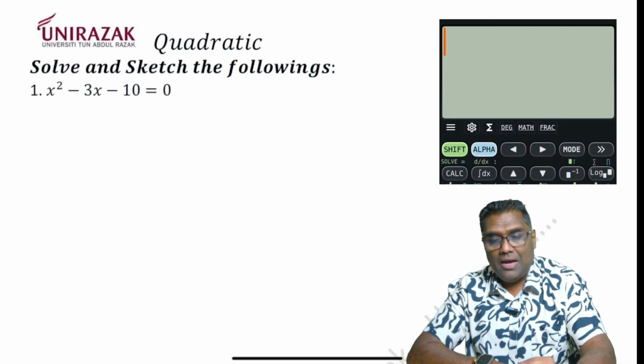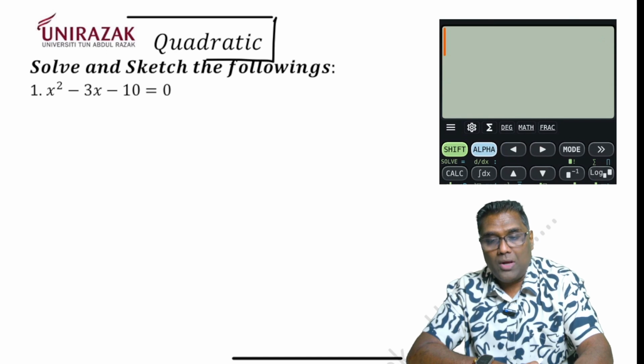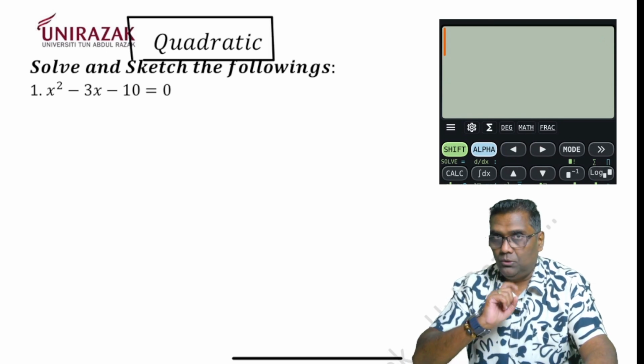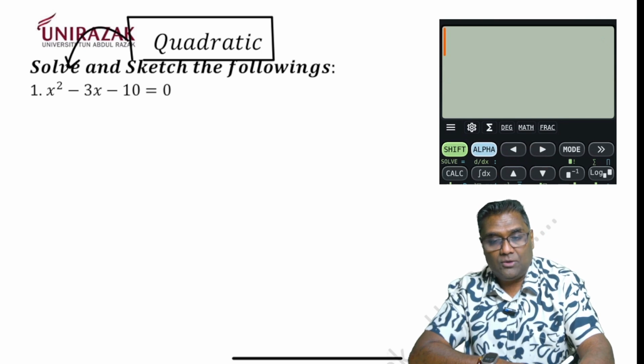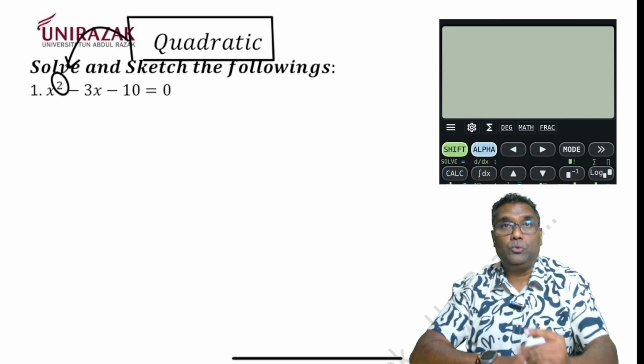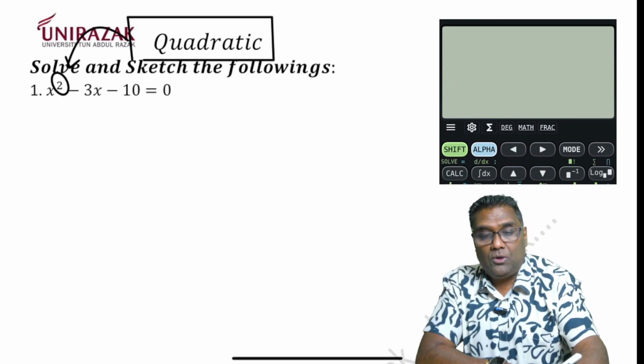Okay, students, now we are going to look at what is called quadratic. Still one unknown, but quadratic. Why do I call it quadratic? Because I see a power here, power of 2. Ada kuasa 2. That's the reason why we call it quadratic.